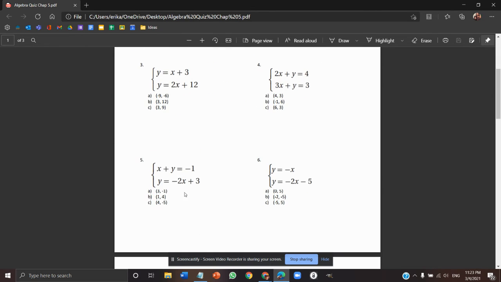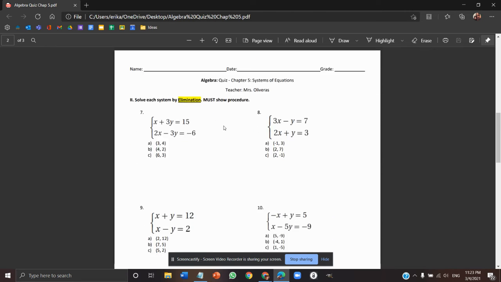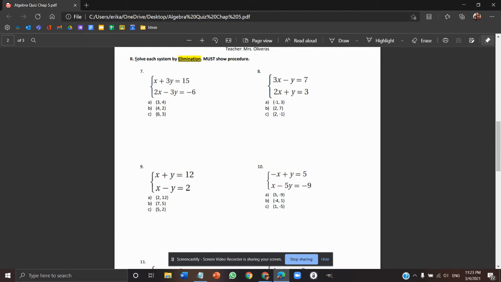In the first part, you're going to have 6 exercises, and you're going to do them all by substitution. In the next part, again, you're going to solve each system. And remember, a system is just two linear equations that you can solve because they have the same two variables. This time you're going to do it by elimination. Again, once you show all your process, then you can choose your best answer, and you must show this procedure.